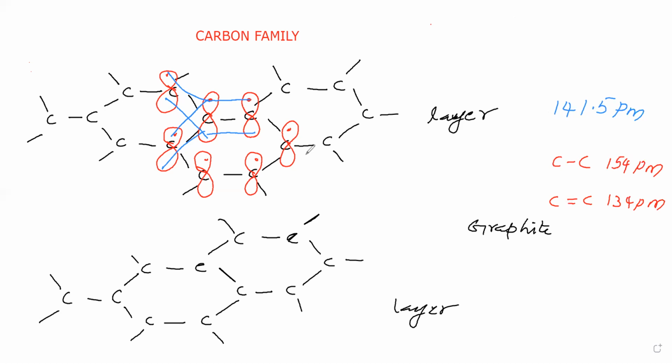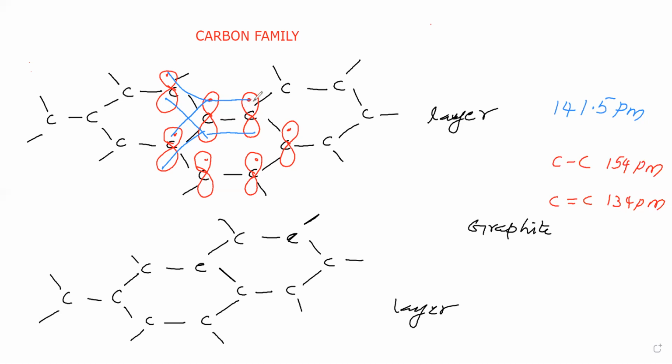Therefore, the bond order here is in between 1 and 2, greater than 1 but less than 2. Why? Because this p orbital is not only forming a pi bond with one p orbital, it is overlapping simultaneously with 3 other p orbitals. Therefore, the pi bond formation is not one complete pi bond, it is a partial pi bond. So the bond order here is between 1 and 2.